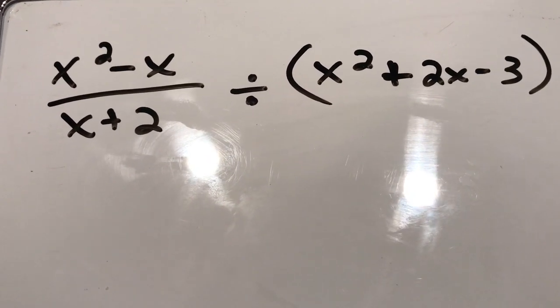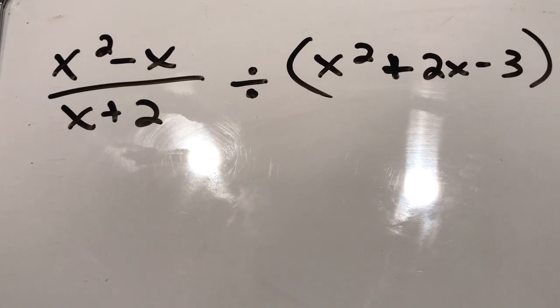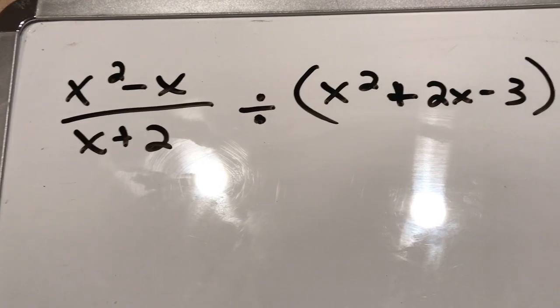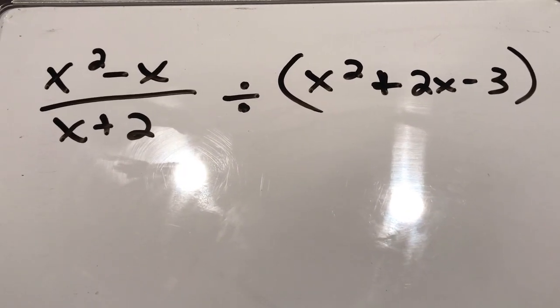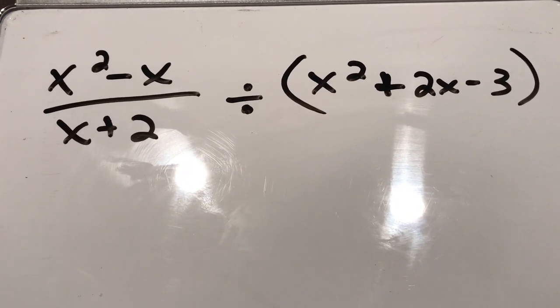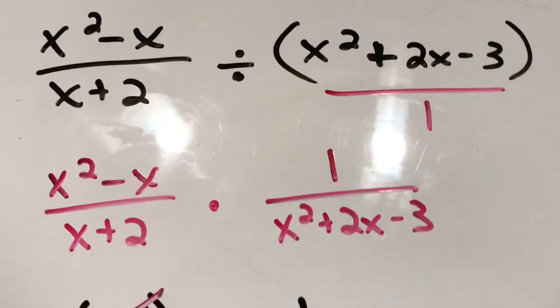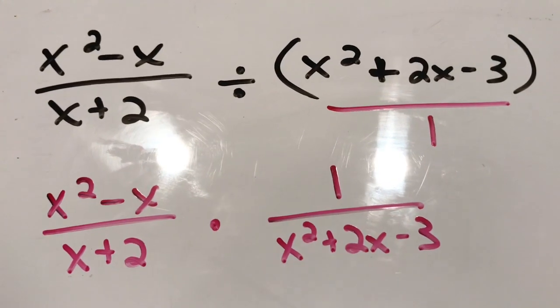Okay, now look at the second one. This one, there's kind of a little trick. Okay, see there's nothing in the denominator? You need to put something in that denominator. All right, so let's try this one. So this one, the denominator is 1. So then when we flip it, we have 1 in the numerator.